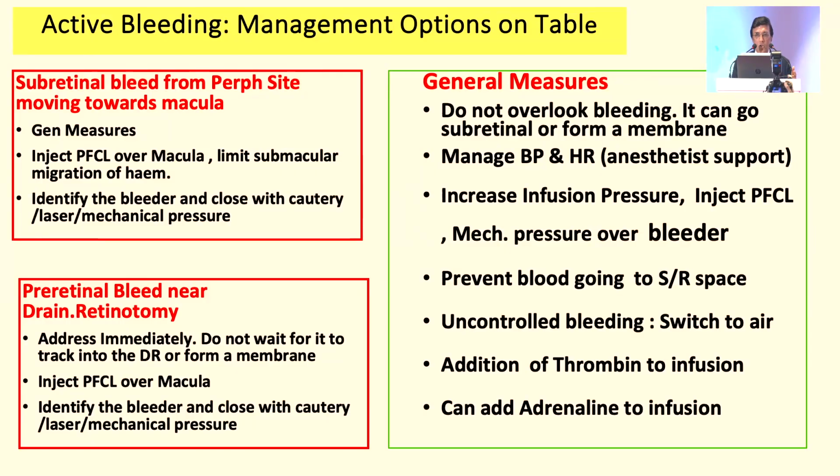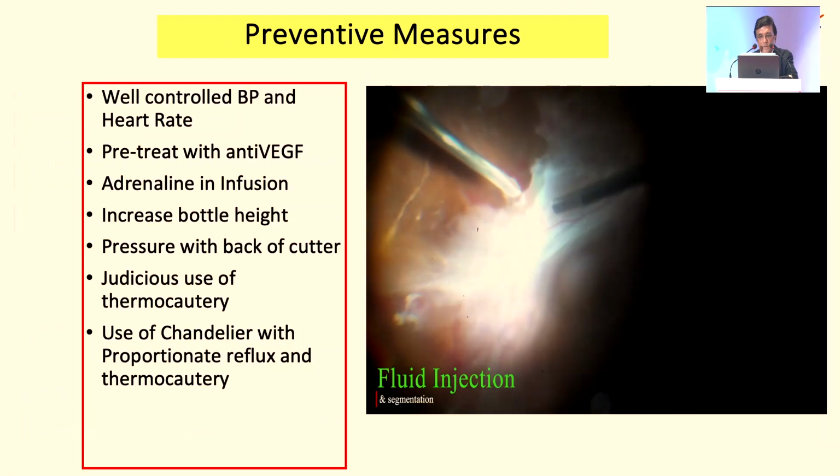You can add thrombin to the infusion, which I have not personally done, but there are adequate studies available which show that thrombin could be useful. Many years back, which we don't do now, we used to add adrenaline to the infusion. Other than that, let us see how these situations are.